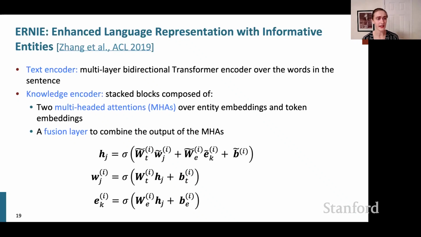So the I here indicates that it's the ith block in the knowledge encoder. So you'll actually have multiple stacks of these knowledge encoders, and you'll be doing the fusion of the word and entity embedding, producing new word and entity embeddings, and then passing this to the next block of the knowledge encoder.